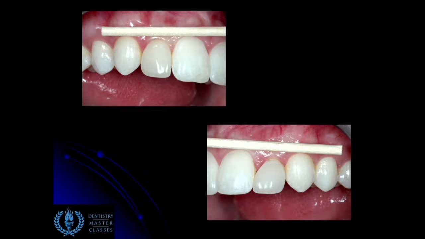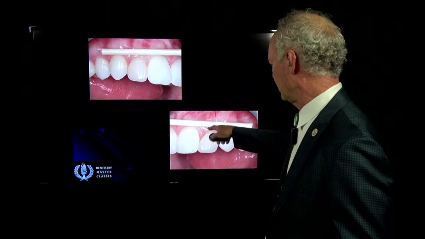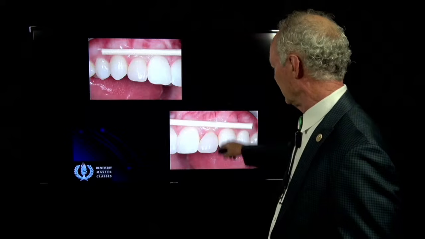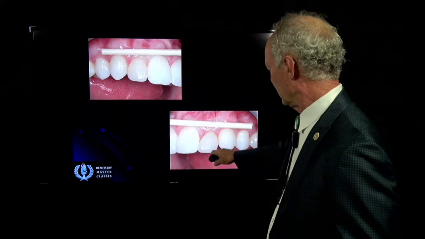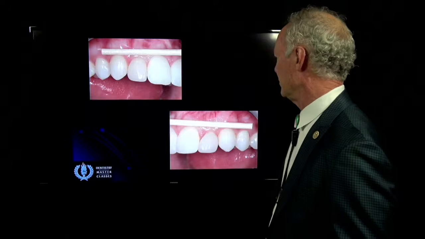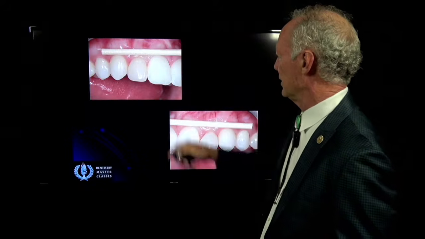Remember, you want the lateral incisor gingival line to be a little coronal to the adjacent teeth. So this one's pretty good.